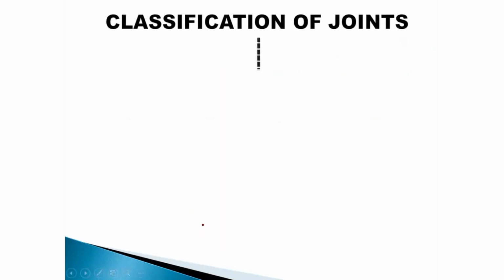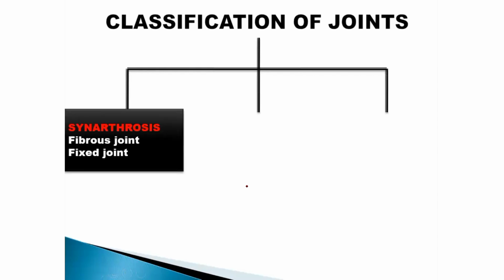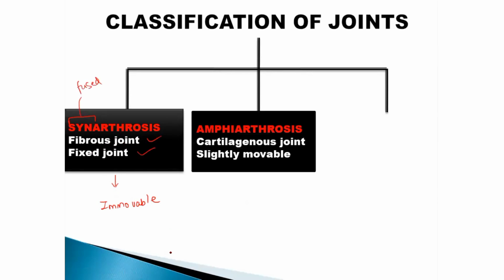When I talk about classification of joints, there are three types of joints that we need to study. First is called synarthrosis, which is a fibrous joint, or even called a fixed joint. Even if I want, I can call it an immovable joint. Why is it immovable? Because it is a fixed fibrous joint. Synarthrosis: when I use this word, syn itself means fused. So here everything will be fixed, no movement as such.